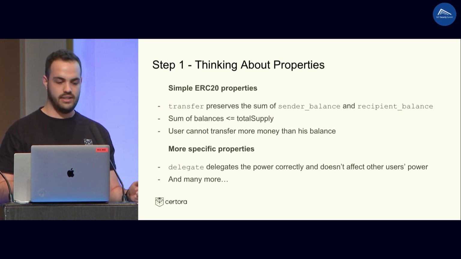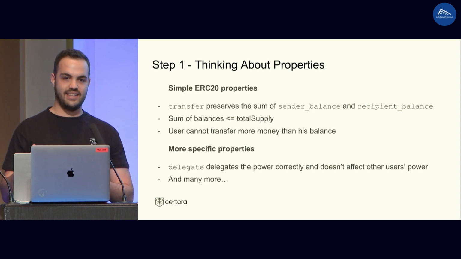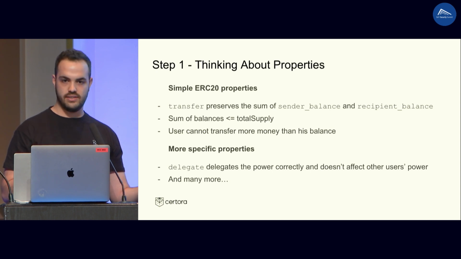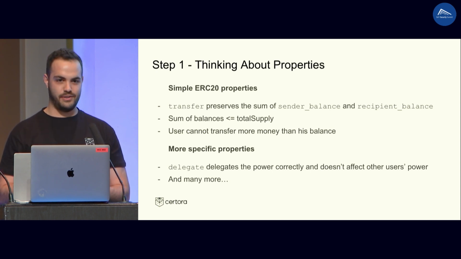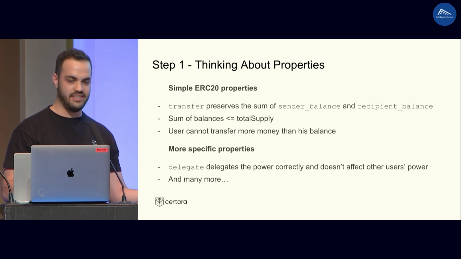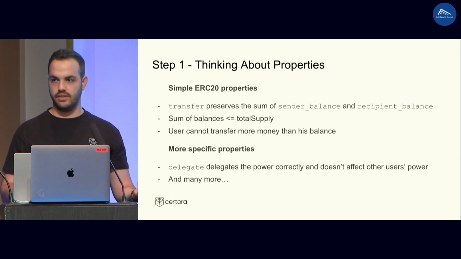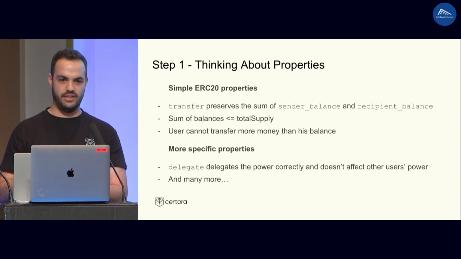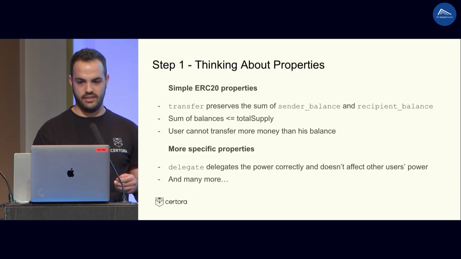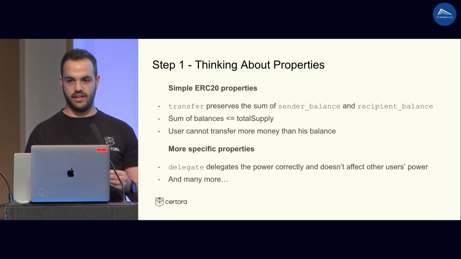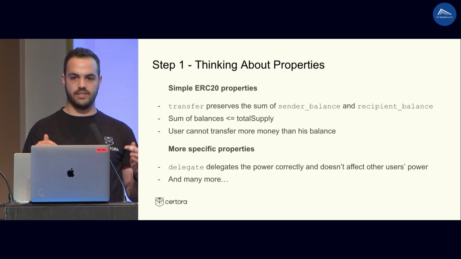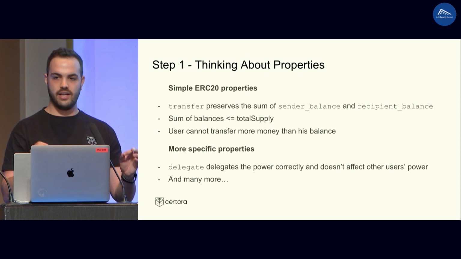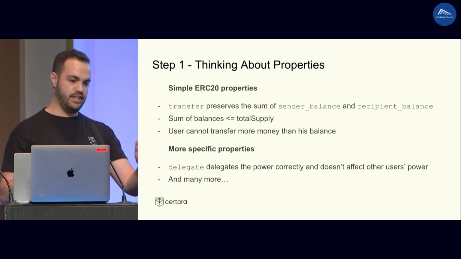the delegate function, where we want it to delegate the power correctly between users. If someone delegates their power to someone else, it should decrease the first user, increase the delegatee, and shouldn't influence any other user. So there is no hidden address that might steal part of your voting power. And because we run on all possible states and all possible inputs, we know that there is no edge case specific address that might do any of those things.